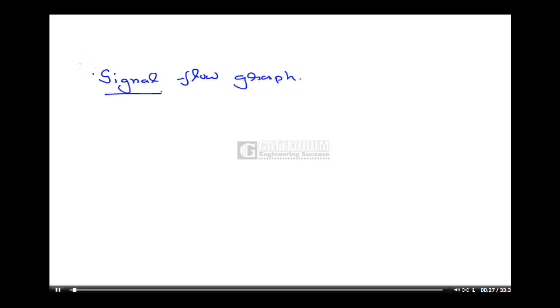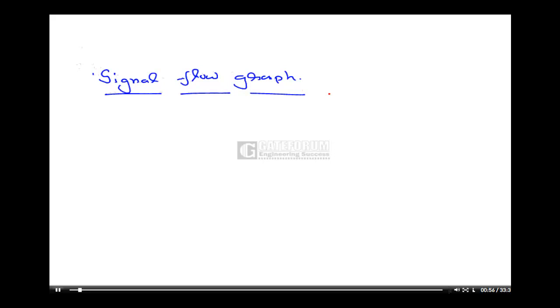This topic, signal flow graph, helps in converting any complex block diagram into a simple signal flow graph and to get the transfer function of that. Okay, it is an easier method to calculate the transfer function without moving the takeoff point or the summing point ahead of the block or behind the block. Without doing that we can find the transfer function using this signal flow graph.